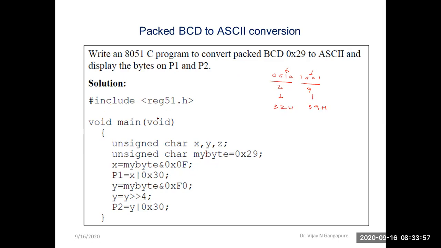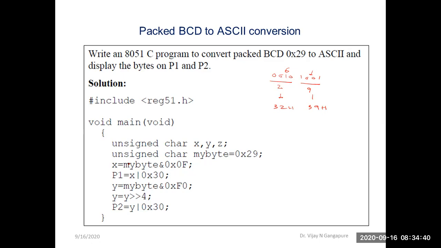#include <reg51.h>, void main(void). I'm declaring three variables x, y and z by using this first declaration statement. unsigned char means the data type is unsigned char and the variable names are x, comma, y, comma, z and semicolon. So this declaration statement will declare x, y and z as unsigned char type variables. That means in these variables x, y, z, I can store any value between 0 to 255. That is the meaning, because the data type is unsigned char.